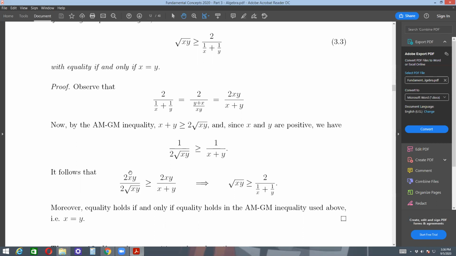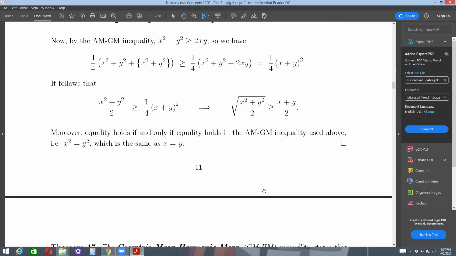But this term actually simplifies, right? The 2 cancels, and then the square root cancels with 1 square root up here. And you'll just get square root of xy. So this actually simplifies to the geometric mean. What this means is that the GM is greater than or equal to the HM. And that's how you would prove it.